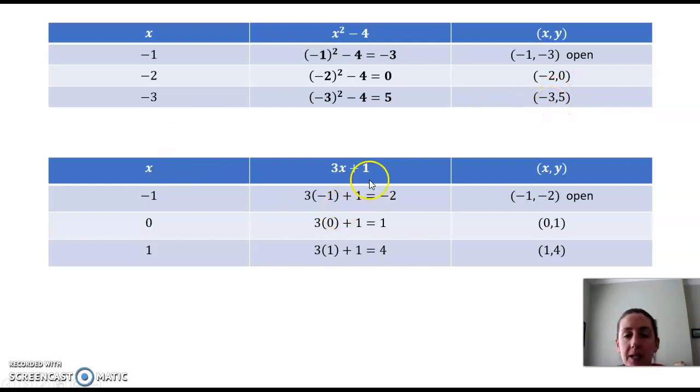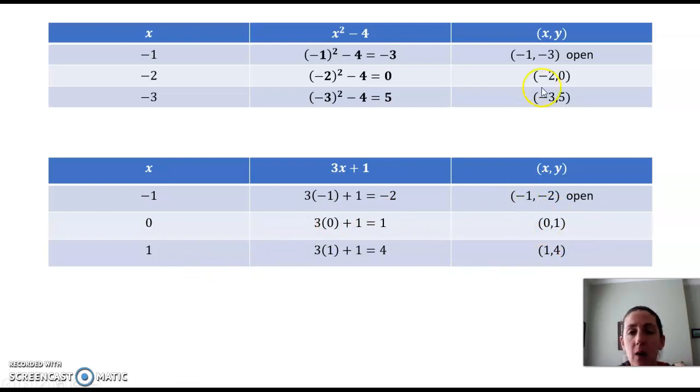For that bottom piece, 3x plus 1, again, I'm going to start at negative 1. 3 times negative 1 plus 1 gives me negative 2, but I'm not going to include it, so I'm going to give it an open circle. And then I can plug in other values like 0 to get 1 and 1 to get 4.